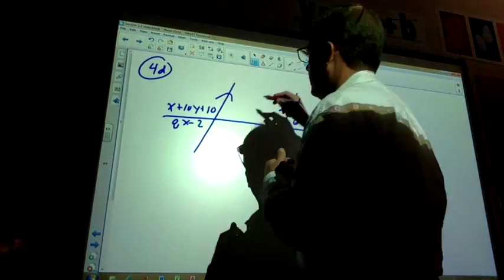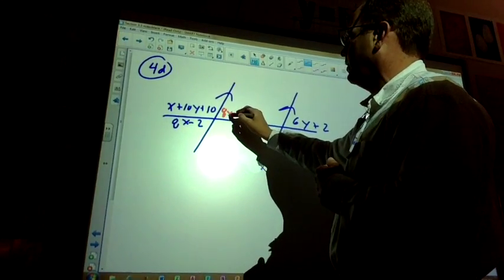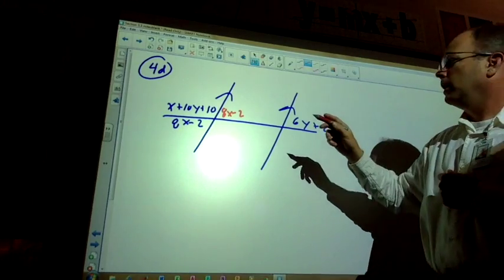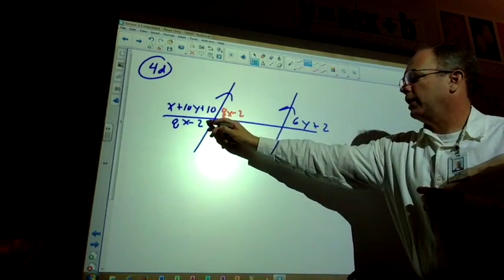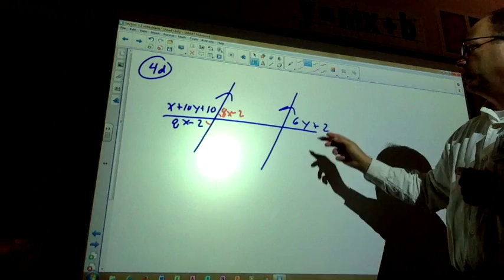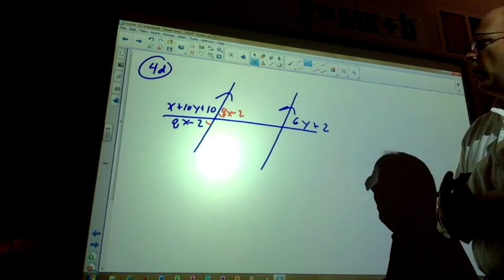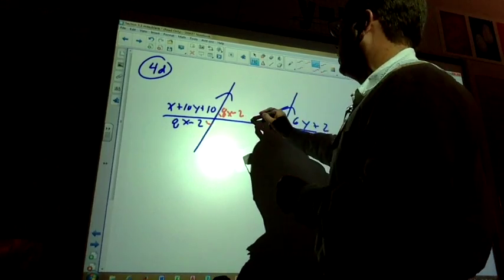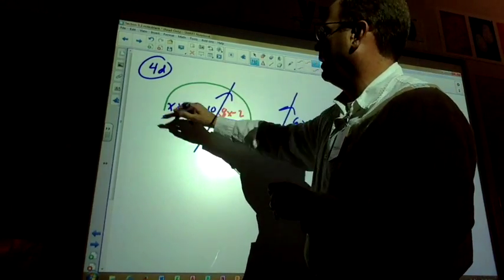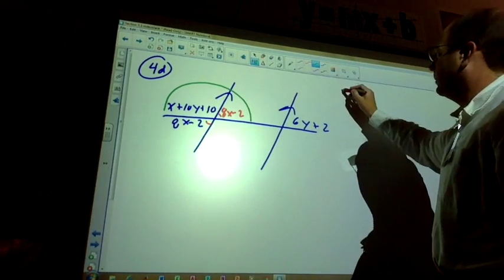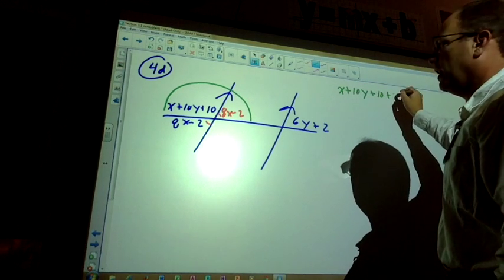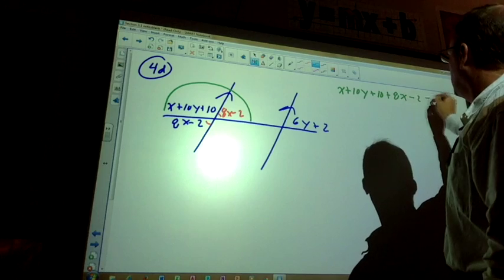All right. I know that this has to be 8x minus 2 as well, because of vertical angles to this. And the reason I'm doing that, I guess we could say alternate exterior angles would work as well. Let's see. I know that these two angles here have to add up to 180. So let me write that out. I'm going to forget a few things. Plus 10 plus 8x minus 2 equals 180.